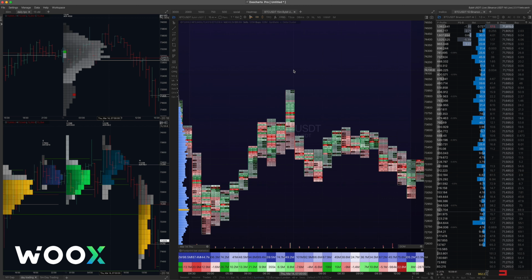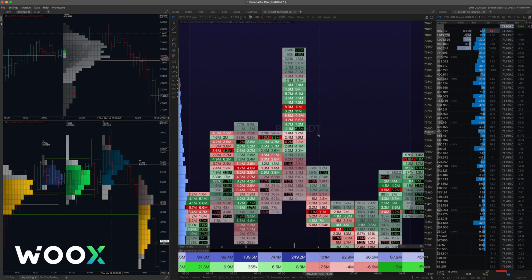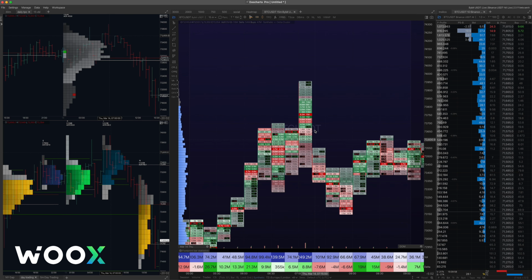Now, heading back to delta, in this case, delta max minimum. Delta is dynamic. I've written these notes here for you. This is the highest and lowest points the delta reaches before candle close. Obviously this is now a bit more of a complex topic, but I'll describe this.